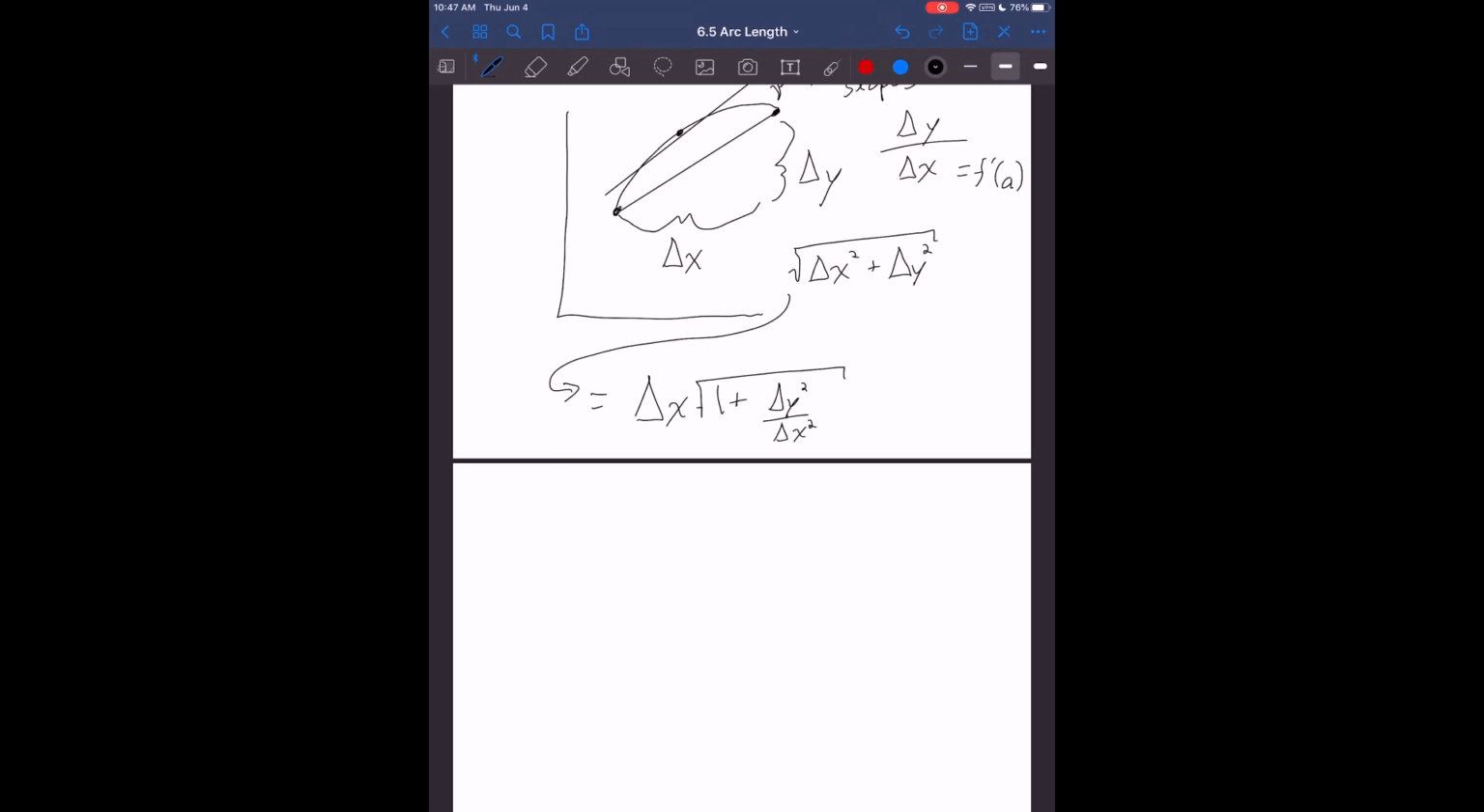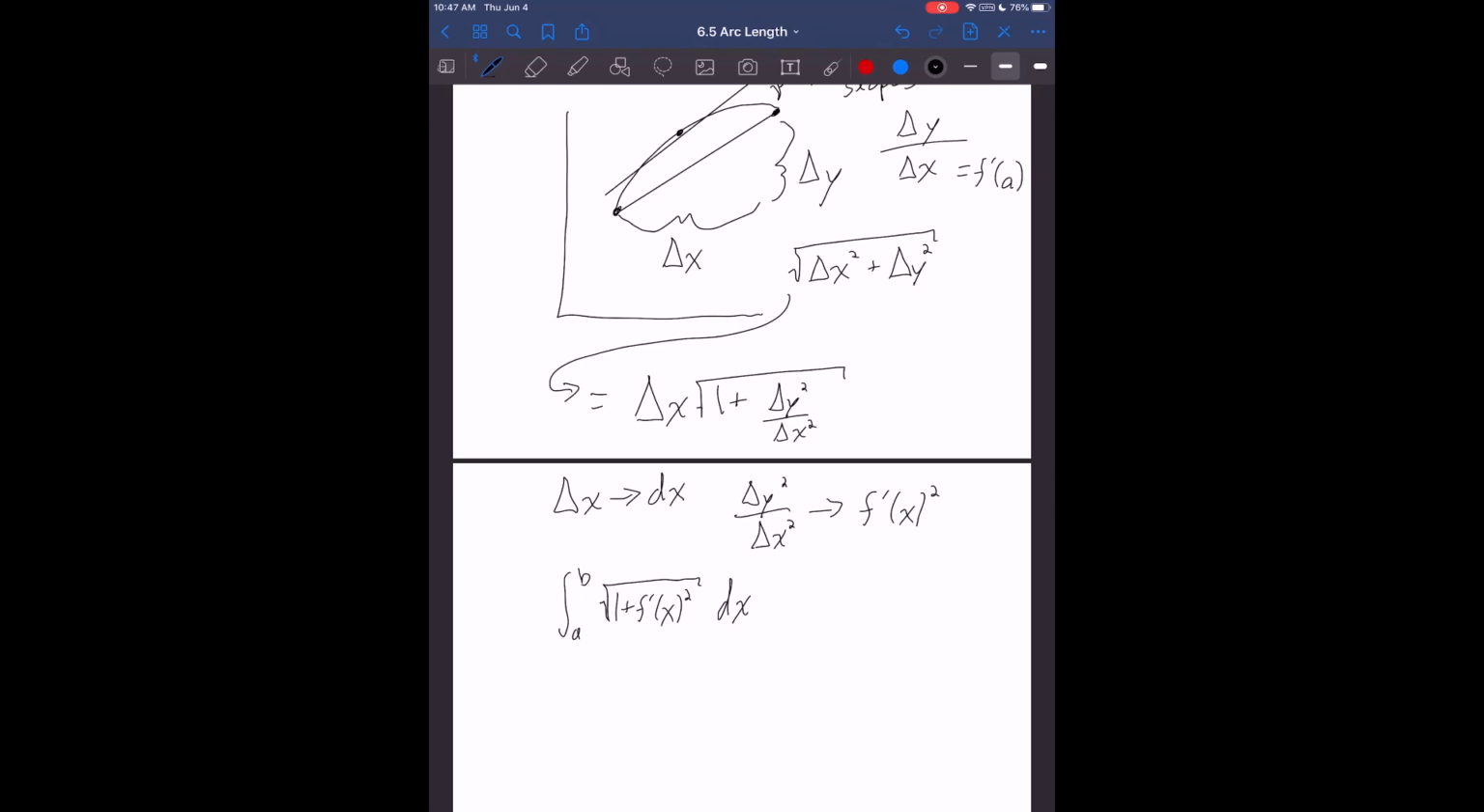So what we can do is, if we are taking integrals now, we're just going to integrate over all of this and make our delta x's really, really small. What ends up happening is delta x is going to shift to our dx in our integral. This delta y squared over delta x squared is going to shift to f prime of x squared. And so we get that this is just the integral from a to b of the square root of 1 plus f prime of x squared dx.